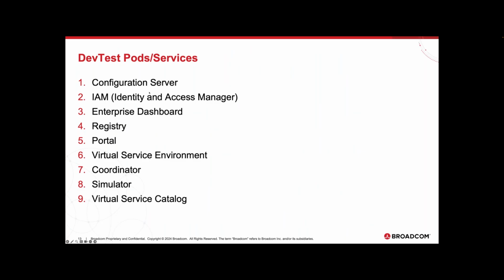As I told you, these are the dev test components, or pods, or services you can say. So configuration server, IAM, enterprise dashboard, registry, portal, virtual service environment, coordinator, simulator, and virtual service catalog. These are the 9 components which will be deployed on the OpenShift.